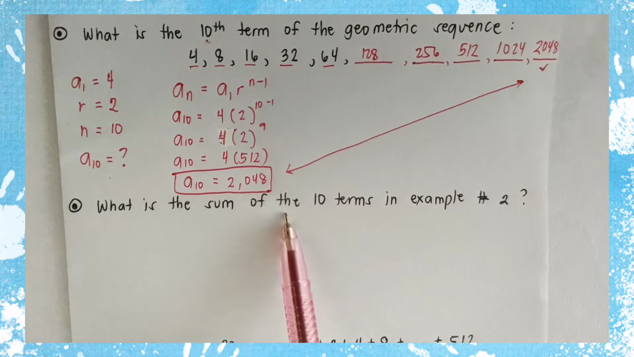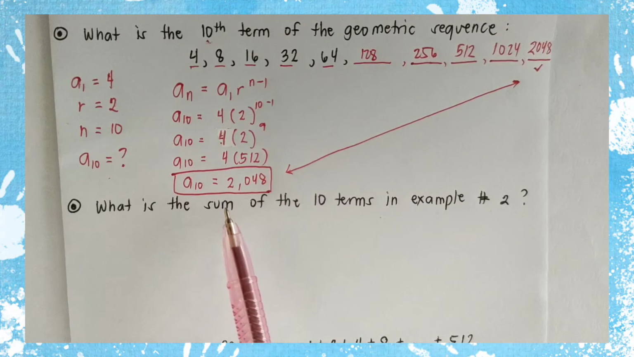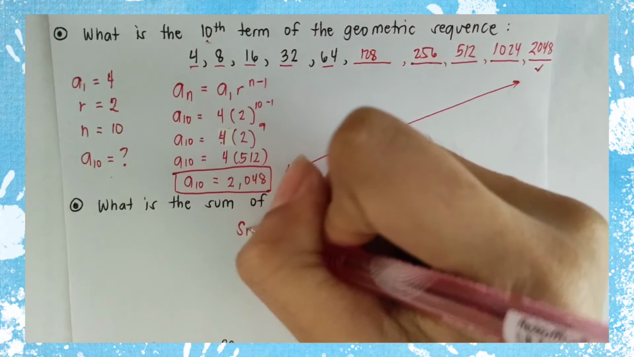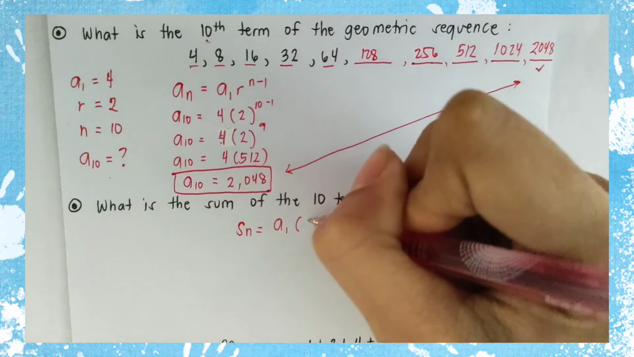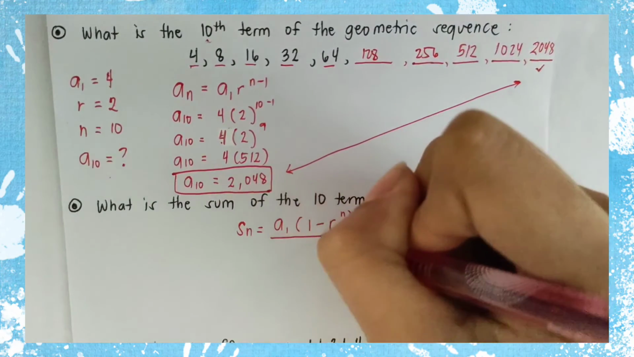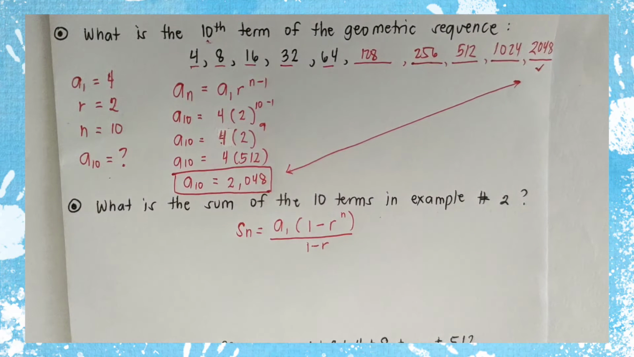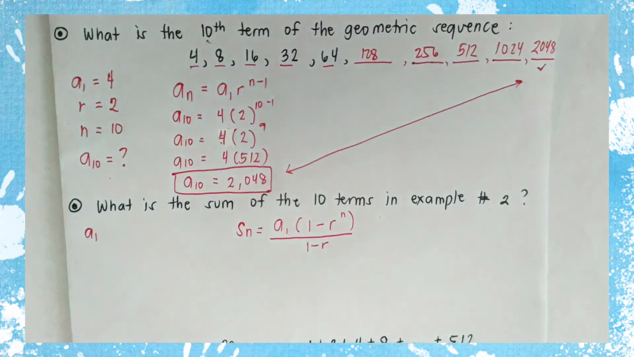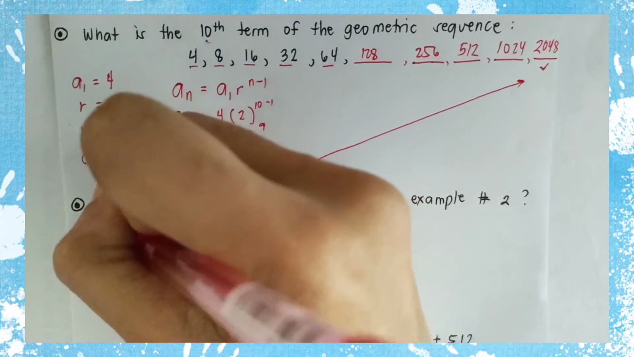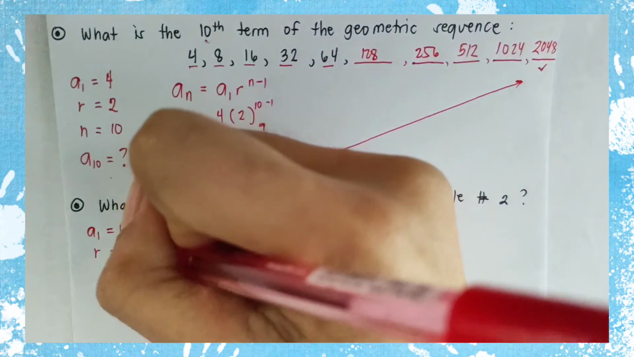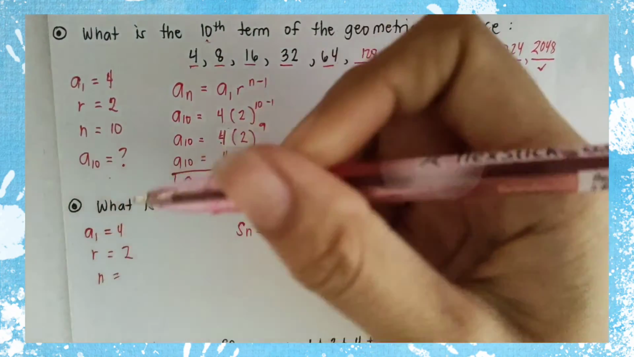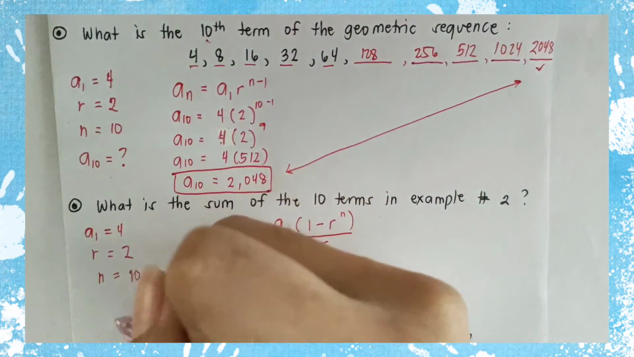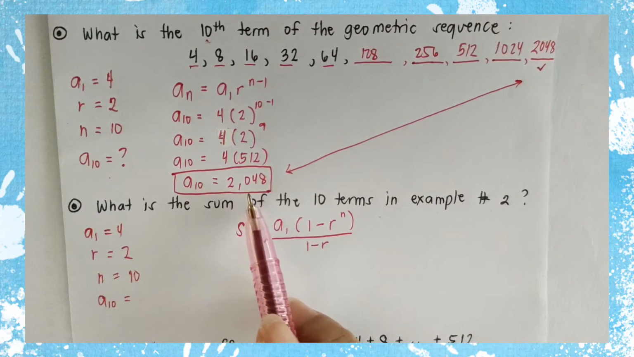What is the sum of the 10 terms in example 2? So we need to compute the associated series, or the sum of the terms in our example number 2. We need to use the formula S sub n is equal to a sub 1 times 1 minus r raised to n all over 1 minus r. For us to know the values, let us copy the given. So our a sub 1 in example number 2 is 4. Our common ratio is 2. Next, the n is 10. And our 10th term, a sub 10, is equal to 2048.